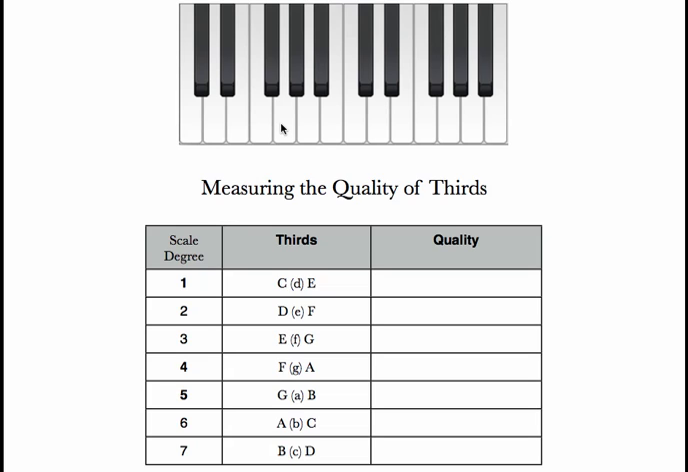Okay, so just to review here, from C to E we discovered was a major third because it covered a distance of 2 whole steps. Whole step, whole step, or 4 half steps. 1, 2, 3, 4. Yeah? So from C to E, we determined is a major third. Now if it had been a minor third, like from C to E flat, it would have been a whole step and a half step.